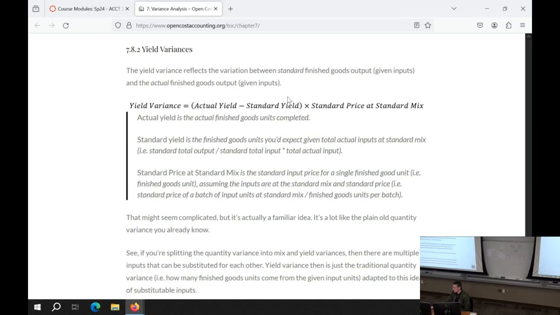This is just stereotypical setup here. We have a parentheses with the thing we're varying, the one lever we're pulling, being subtracted away, actual minus the standard. So actual yield minus standard yield, all multiplied by a price. It's got a big long name, but it's a standard price ultimately. So we're going to define each of these. Actual yield is the actual finished goods units completed.